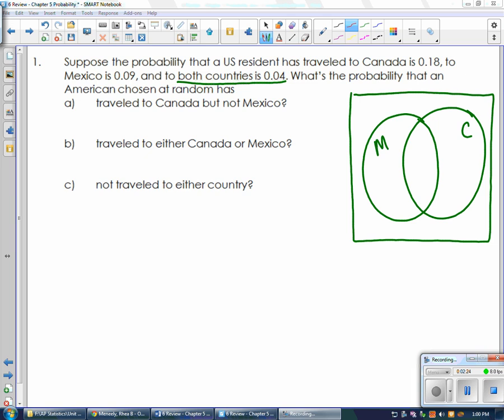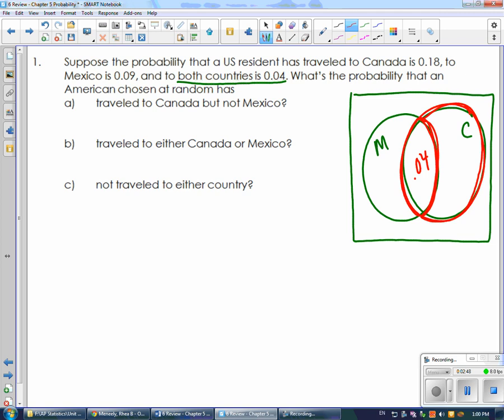So I know 18% of residents have traveled to Canada, so that's this whole circle. I know that 4% have traveled to both countries. It's always a good idea when you're doing your Venn diagram to put the overlap first. So the probability that they visited both countries is 4%. To figure out the rest of my Canada circle, I need to subtract that 4% from the 18%, and that leaves me with 14% visiting just Canada.